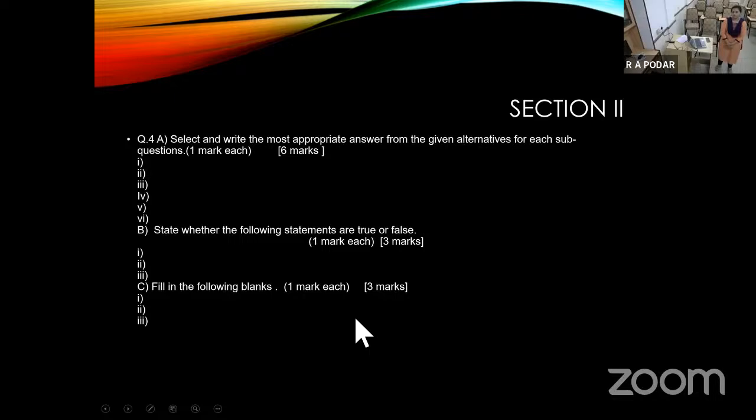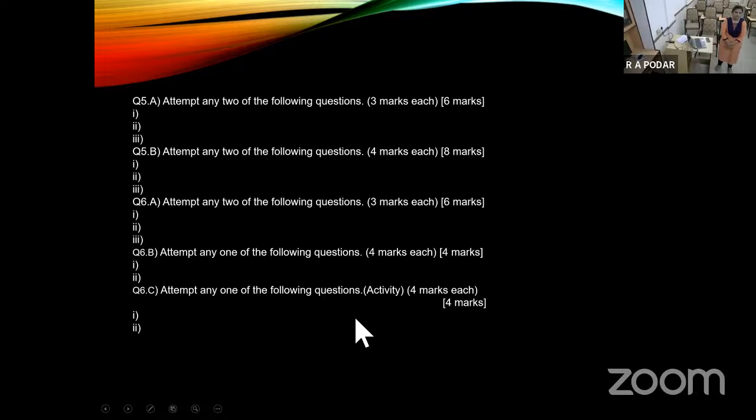The first sub question, A, we have to attempt any 2 out of 3, and B, any 2 out of 3 again. The A sub question has 3 marks each, and B 4 marks each. Same pattern we have for 6A, but the second sub question is 6B. We have to attempt only 1, and question number 6C is an activity question. 2 questions will be provided, and out of 2 we have to attempt 1.